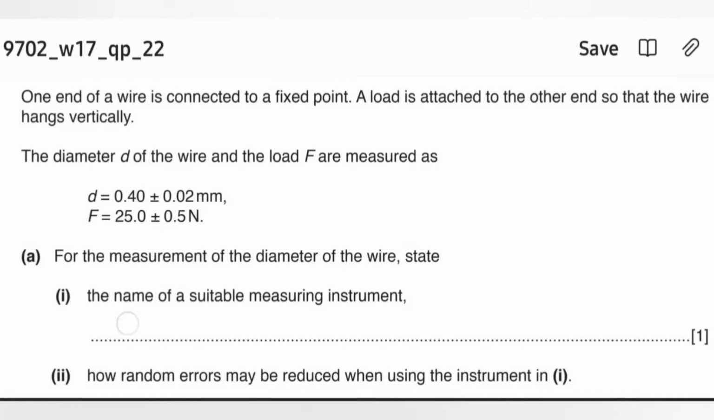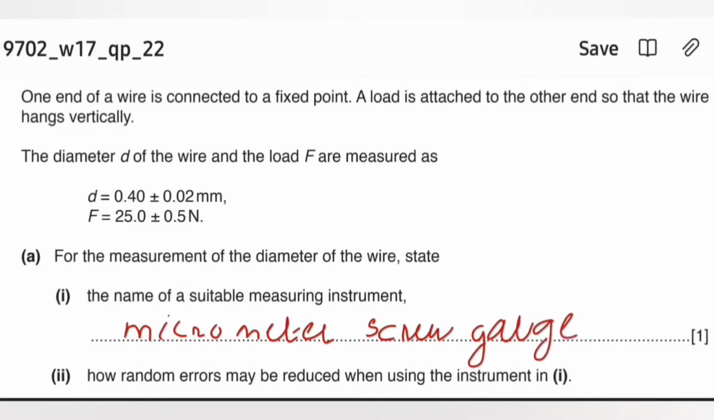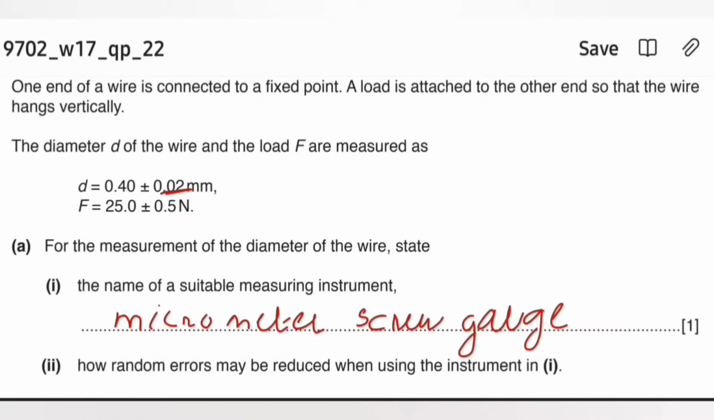So that would be a micrometer screw gauge, right? Why would it be a micrometer screw gauge? Because the diameter is given in 0.02 millimeter, and it can be used to measure anything that is less than 1 centimeter.